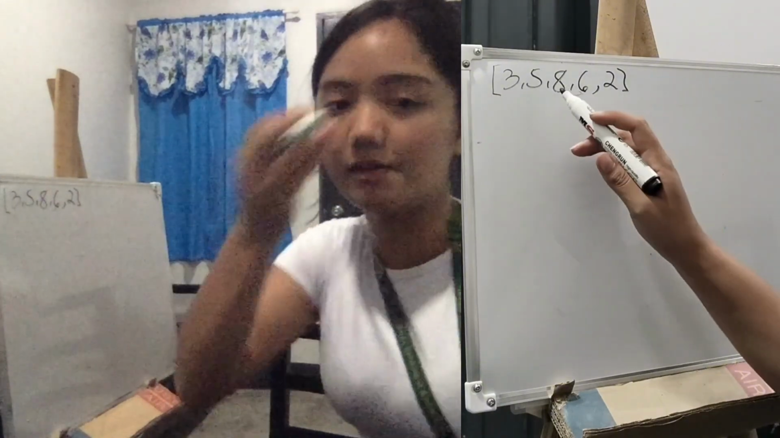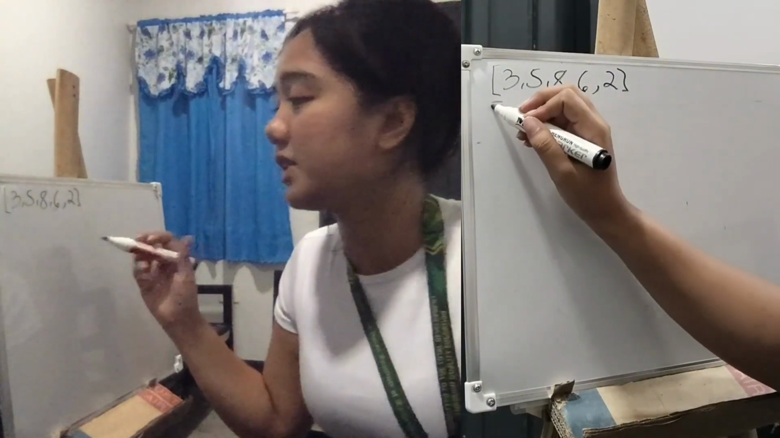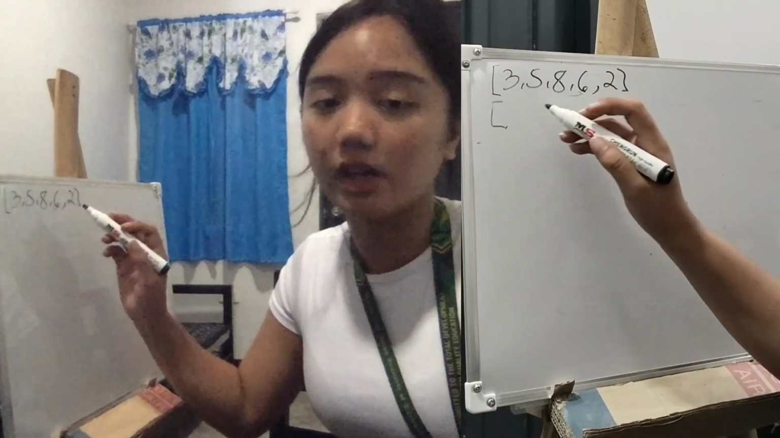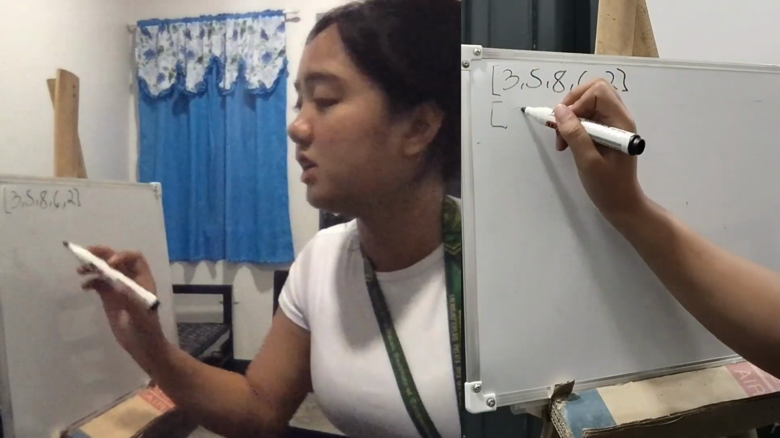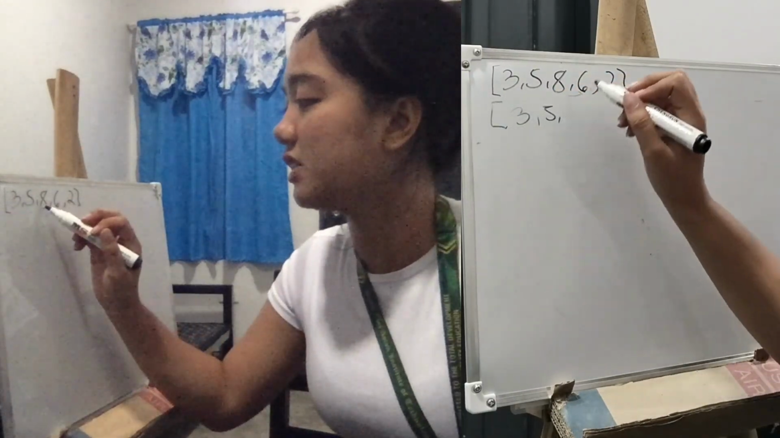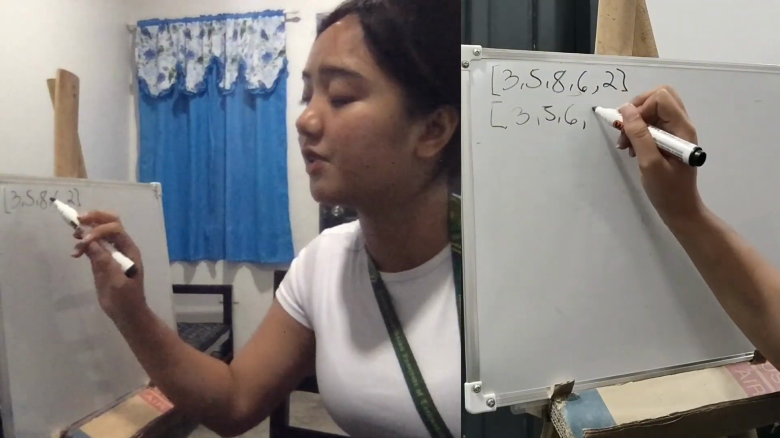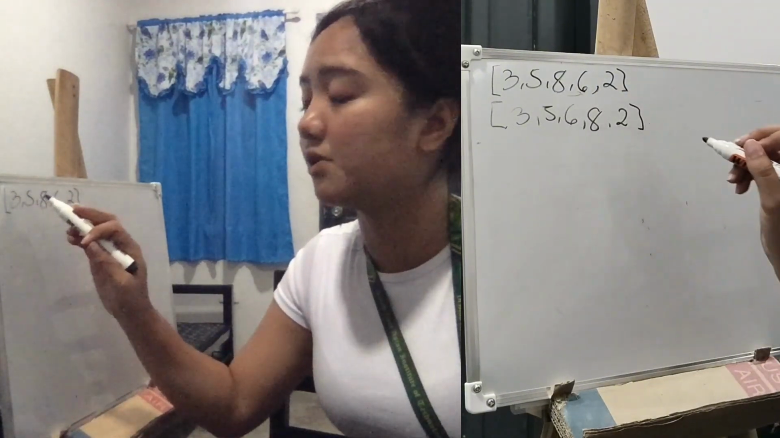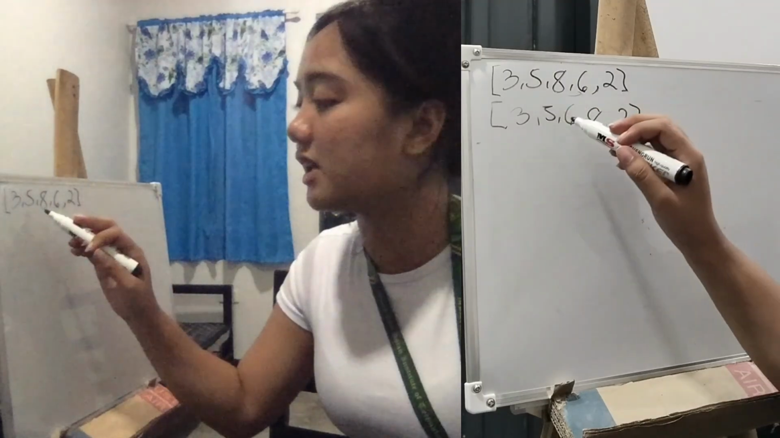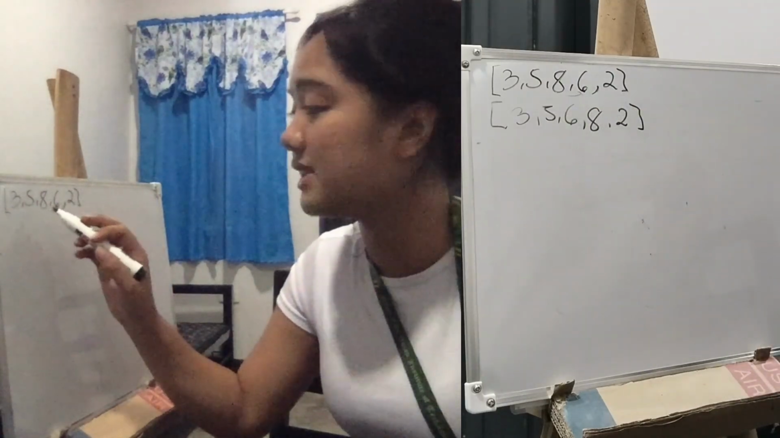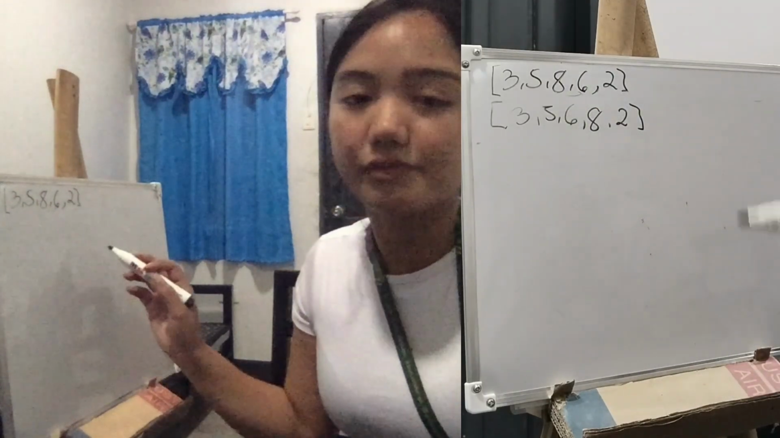So step 2, ang current element natin is 8. So 8 atras pa siya. Let's see. So 8 is greater than 5. So again, kaya hindi natin na-swap ang 5 sa 3. So it does mean hindi po natin pwede maatras ang 8 sa 5.